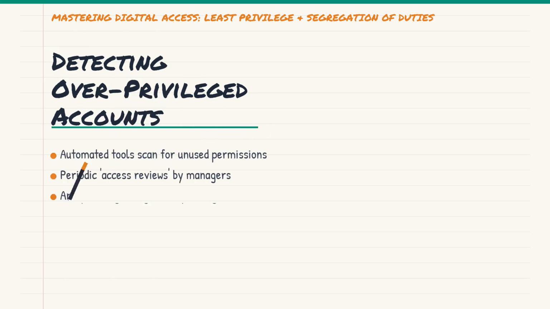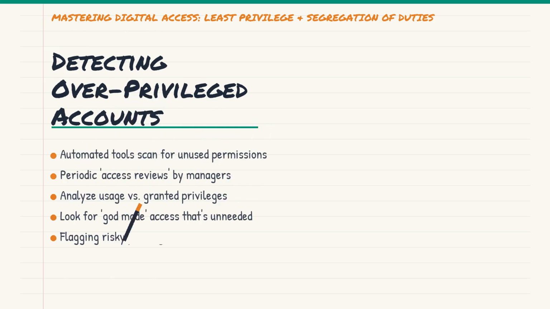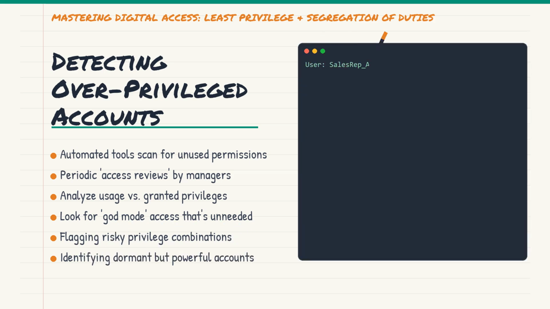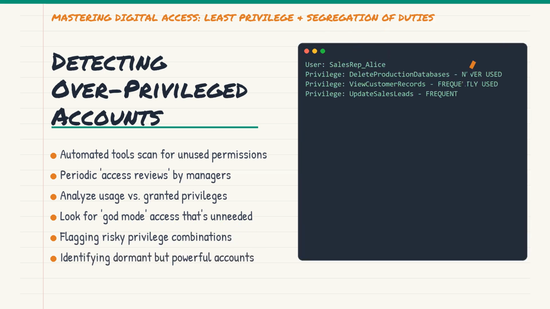So, how do we spot these too many keys situations? It's tricky but doable. We can use special tools that analyze all the permissions granted across our systems and compare them against actual usage patterns. If someone has delete all customer data permission but never uses it, that's a red flag. We also do regular access reviews, where managers confirm if their team members still need all the access they have. Think of it like a periodic inventory of all your digital keys, making sure no one is holding on to spares they don't need anymore.